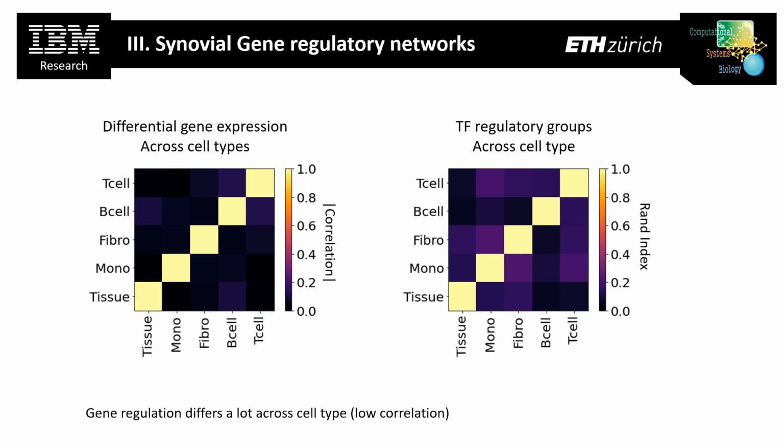So here, for example, the differential gene expression is very different across cell types, and you have the same thing. The TF regulatory score across cell types is also very different, with very low overlap. So this tells us that we should really consider each cell type independently.